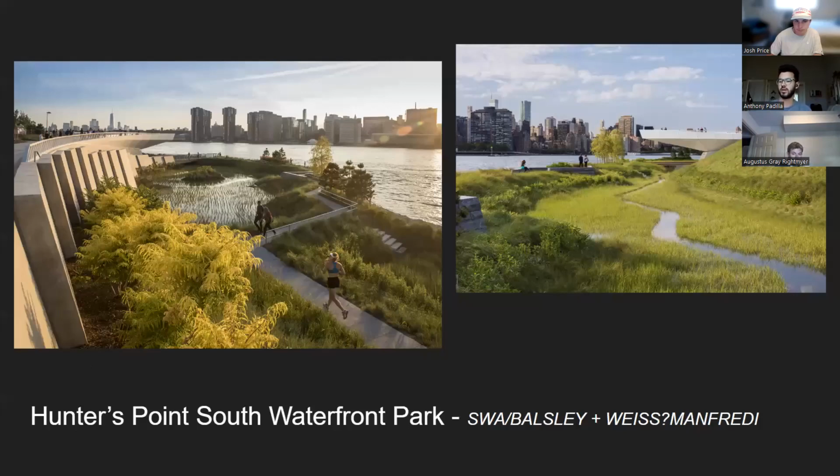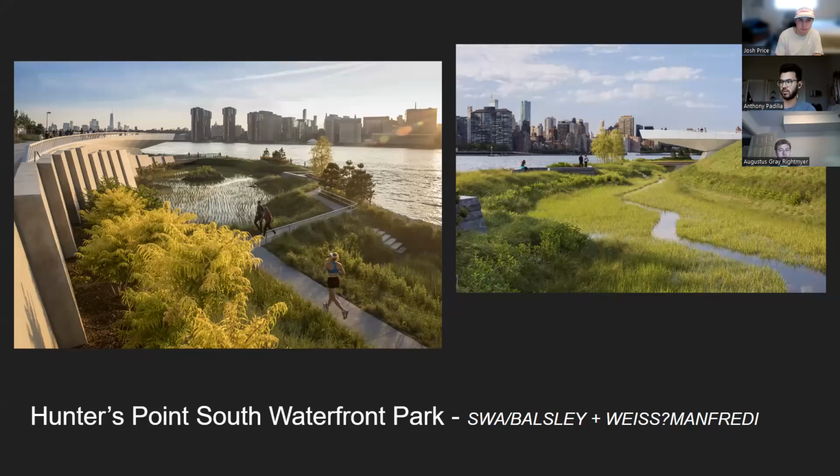And the second one I'll be looking at is Hunters Point South Waterfront Park. This is in Queens, New York. New York is having a problem of rising sea levels, and they're looking at different ways to construct to change the transition from the water to the city, rather than using a lot of gray infrastructure and walls and concrete and things like that. They're looking at what they call soft boundaries.